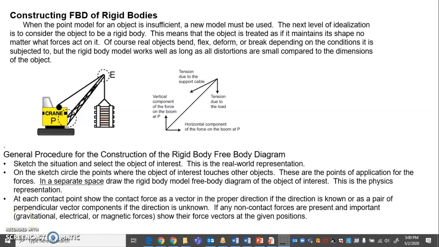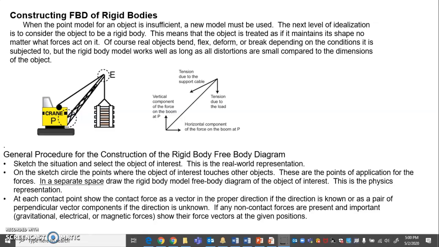Okay, when we're talking about torque and rotational equilibrium, we're going to be doing something familiar, which is drawing free body diagrams. We are going to have to change it up a little bit. When we're drawing these free body diagrams, it's really important where the forces are acting. And so we want to make sure that we include that information of where they're acting on our free body diagram. And so what we're going to do is we're going to call it a rigid body free body diagram.